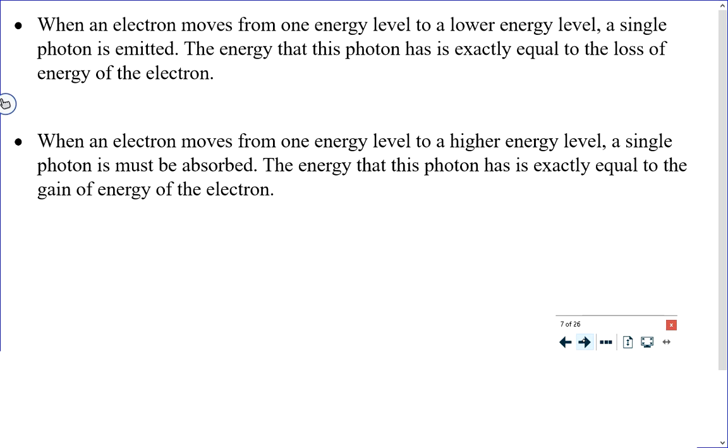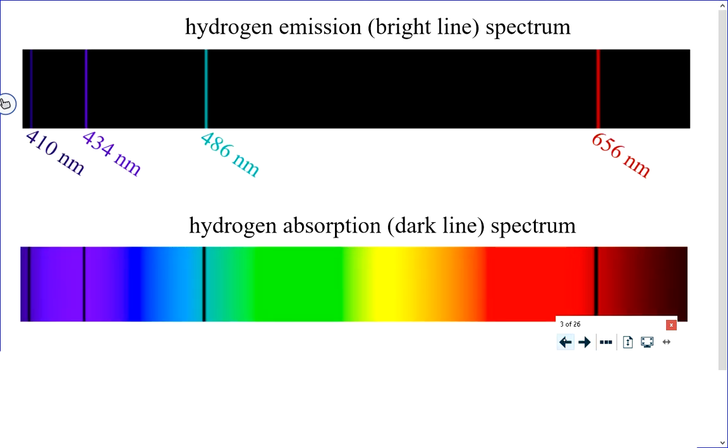When things gain energy, the energy has to come from somewhere. And usually where this comes from is that a photon is absorbed. So when a photon strikes a hydrogen atom, if the energy of that photon is exactly equal to the energy change that the electron can go through in the atom, then the photon will be absorbed. Now, both of these ideas explain these spectra.